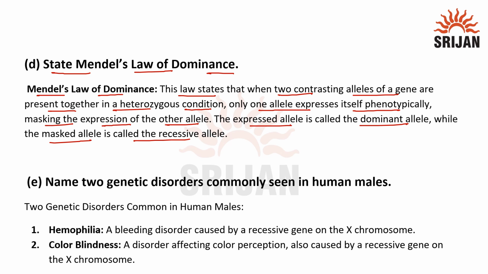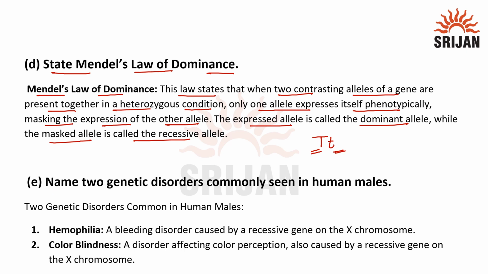For example, if we have the heterozygous condition capital T small t, in this case capital T is the dominant one because tallness is expressed phenotypically, masking the expression of small t.